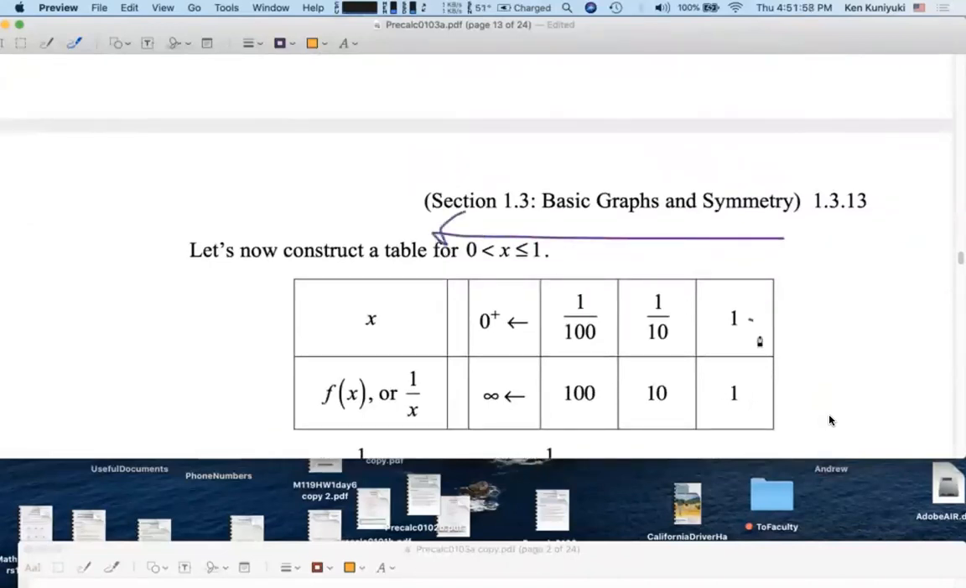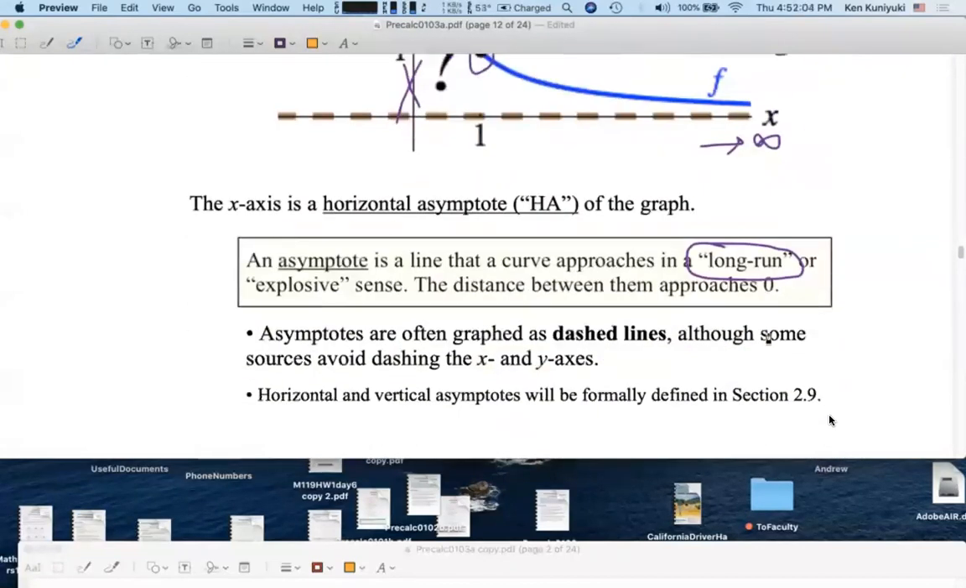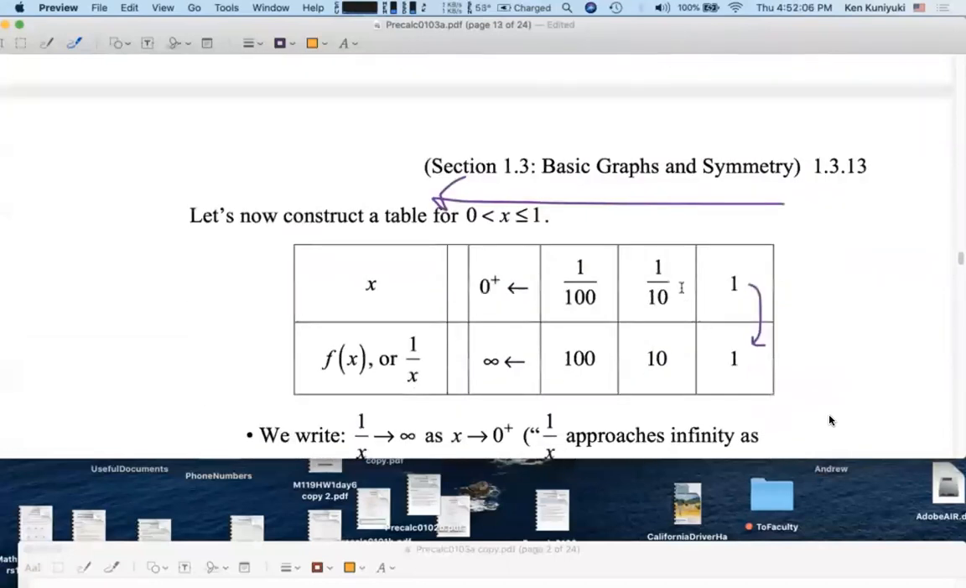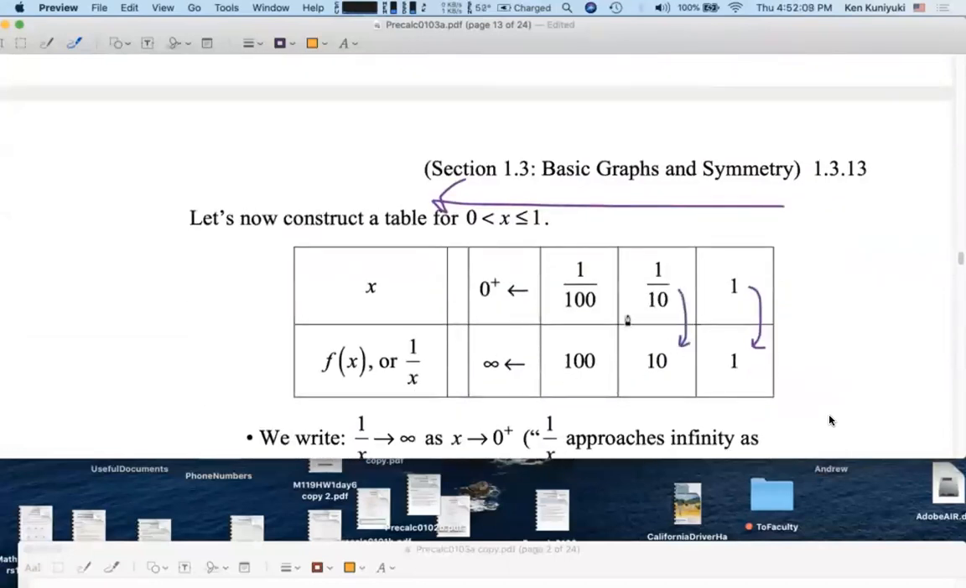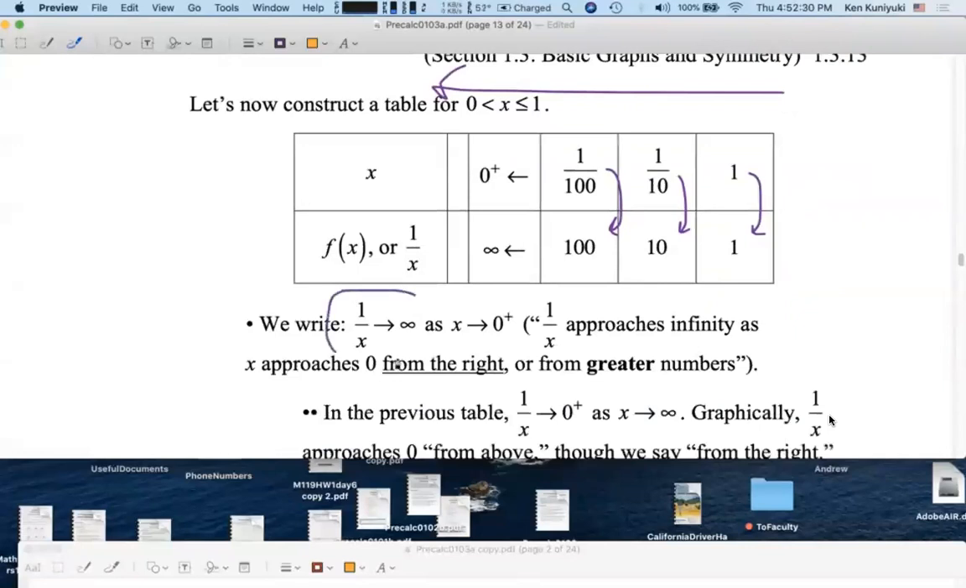The reciprocal of 1 is 1 again. That's why 1, 1 is a point on the graph. I'm just reiterating that. But now the reciprocal of 1/10 is 10. The reciprocal of 1/100th is 100. The reciprocal of 1 over a million is a million. So it appears that as x approaches 0 from the right, from greater numbers, the function values, the reciprocals, will be approaching infinity. In calculus, you might write something like this. 1 over x approaches infinity as x approaches 0 from the right, or from greater numbers.